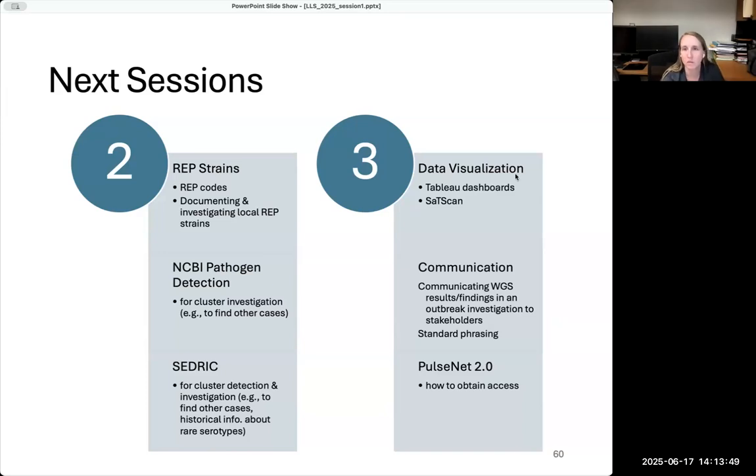And then session 3 would be in 2 weeks on July 1st, and it's only going to be 1 hour. One of my colleagues at TDH, Mukta, will be showing some Tableau dashboards and may talk a little bit about SaTScan. And we'll talk about communicating WGS results to stakeholders and summarizing that so others can understand, and standard phrasing that CDC uses. And then she'll talk a little bit about PulseNet 2.0 and how to get access to that.